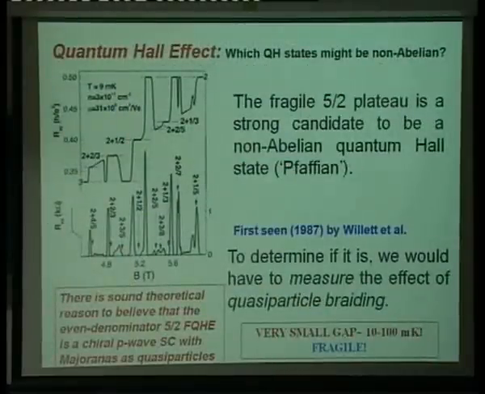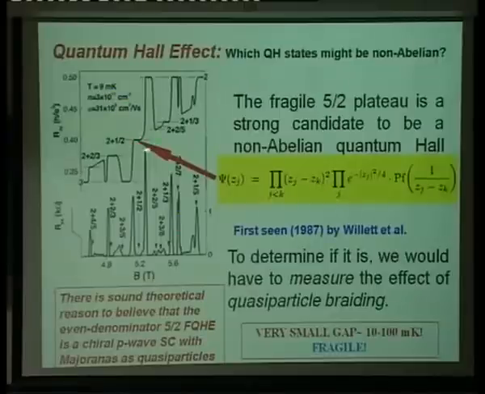A lot of people believe, including myself, that the 5/2 state that was mentioned in an earlier talk is the only even denominator fractional quantum Hall state known in nature for a single layer, and one of its discoverers is sitting in the audience, Jim Eisenstein. This is in 1987, and this 5/2 state is thought to be a non-Abelian, one of these multiple ground state degeneracy states. This is the wave function, the Moore-Read wave function.